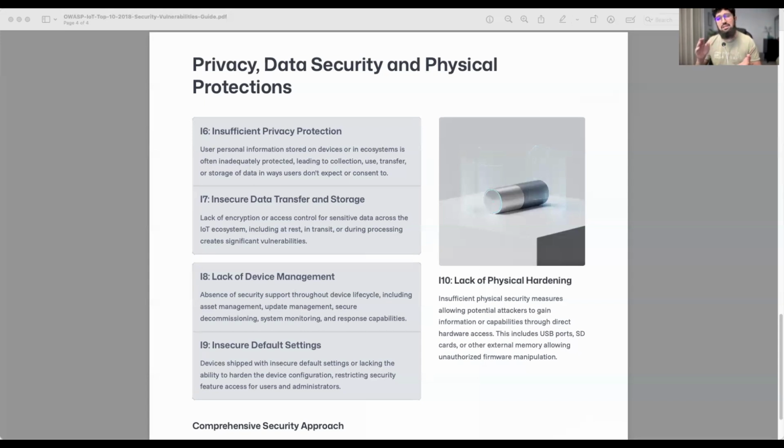Privacy protection in IoT requires a comprehensive approach that considers not just technical controls, but also organizational policies, user communication, and legal compliance aspects as well. Let's move on to the seventh trait, called insecure data transfer and storage. Once again, this vulnerability encompasses weaknesses in how data is protected, both when it's transmitted between system components and when stored on the device.